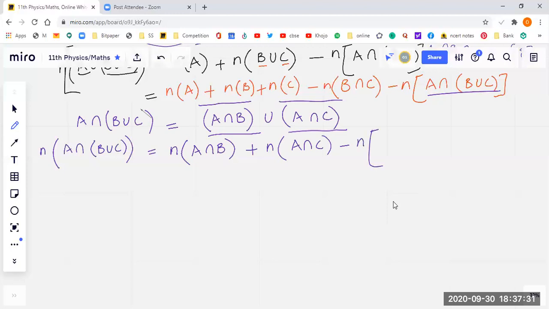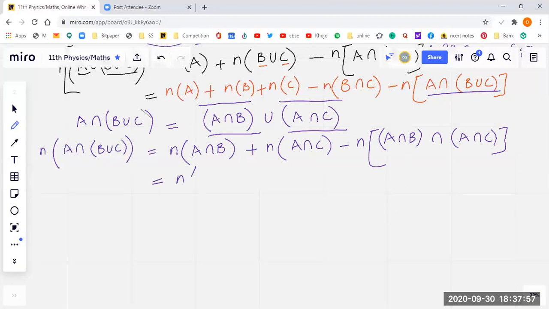Correct. A intersection B. Then tell me, intersection of A and C. Perfectly right. Is it right? Is it clear? See, I've just taken this as the first set and this as the second set. Yes, sir. Okay. Right.